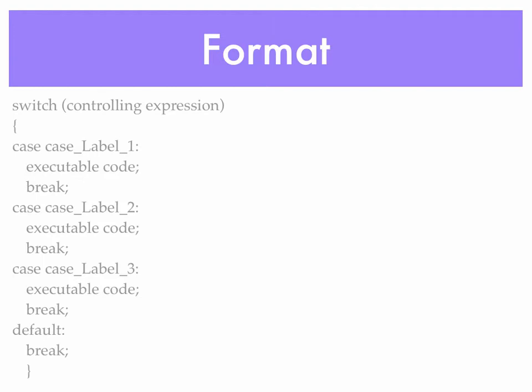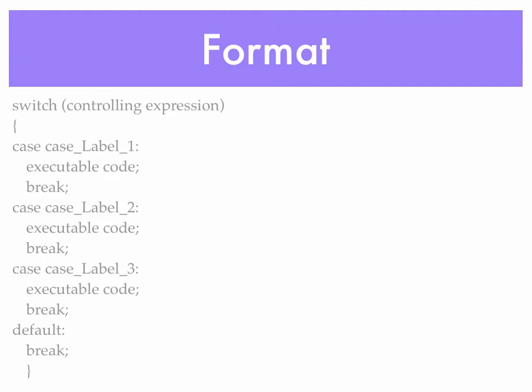We see the keyword case, and in this example we have a case label 1, some executable code, and then a break. You'll note that at the end of the case label 1 there's a colon. The code that follows after that colon is executed if the case label is the same as the controlling expression, evaluates to the same value. With the execution of that executable code, we then go to the break statement, and the break statement takes us out of the switch construct.